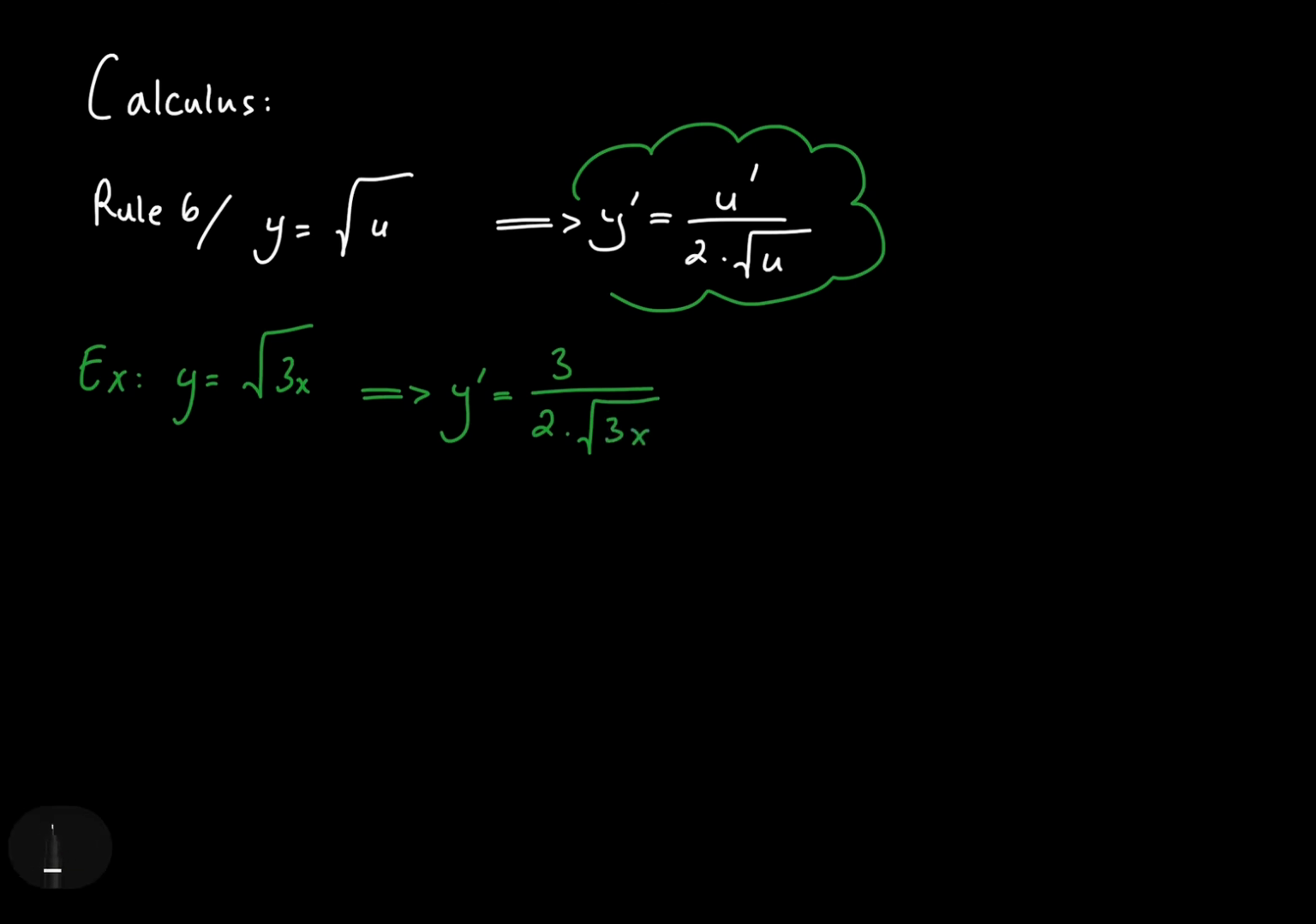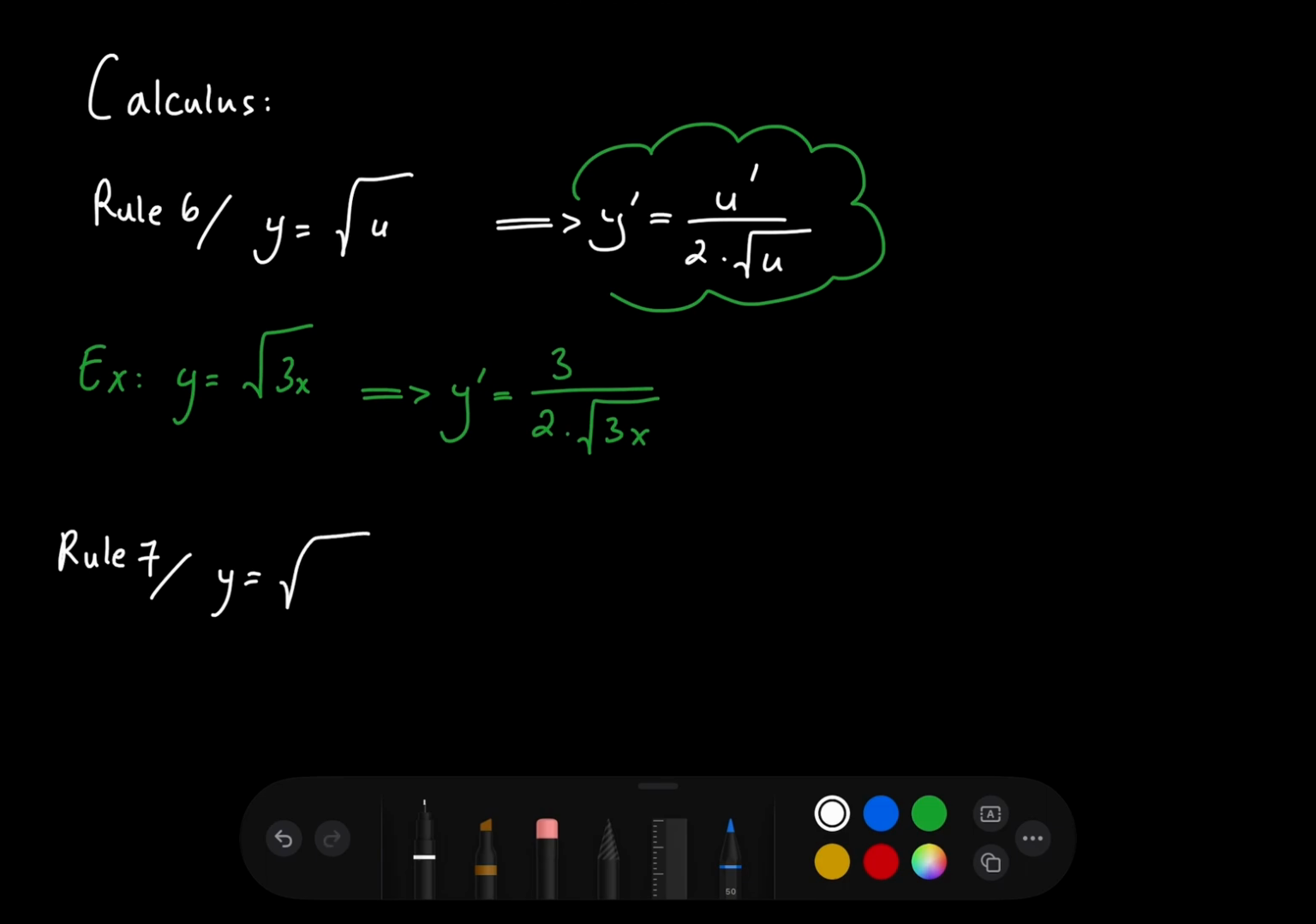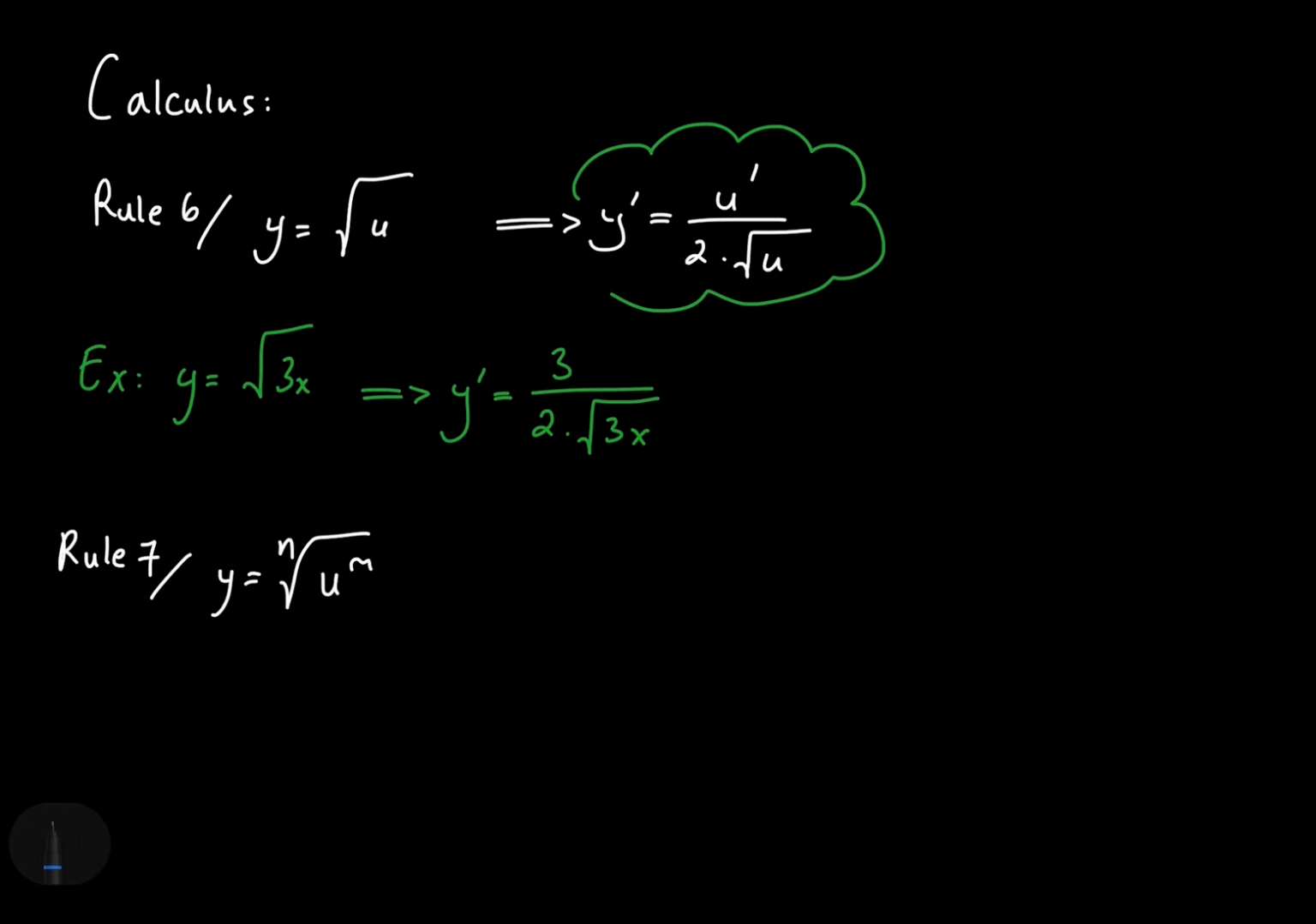Let's go ahead and take a look at the next rule. We can call that rule number 7. Let's say you're taking the derivative of y equals the square root of a function that is raised to a power, and the root can be of any other power, for example 3 or 4, so it's not necessarily 2. In this scenario, y prime is simply going to be m over n, so basically whatever the power on the inside is divided by the power on the outside, multiplied by the derivative of the function, multiplied by the function raised to 1 less than its original power.